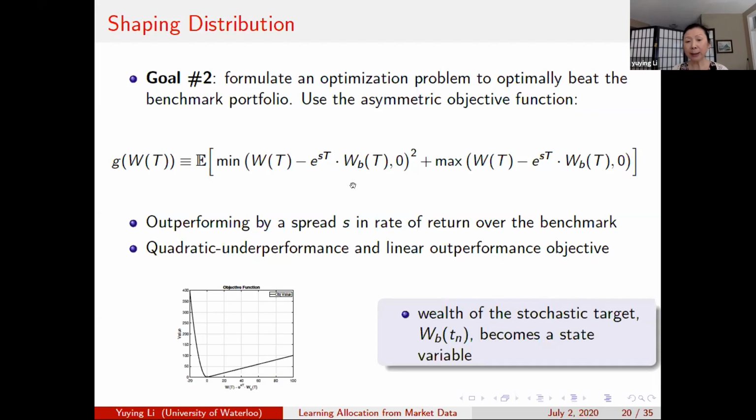When we look at this stochastic target outperforming optimal control problem, I just want to point out that the dimension of the problem increases, because now the wealth of my benchmark strategy at rebalancing time becomes a state variable for my optimal control. So the problem dimension also increases, as I mentioned before. That's a different objective, and those are the two objective functions we're going to use to hopefully determine an optimal allocation strategy that is attractive and performs well.